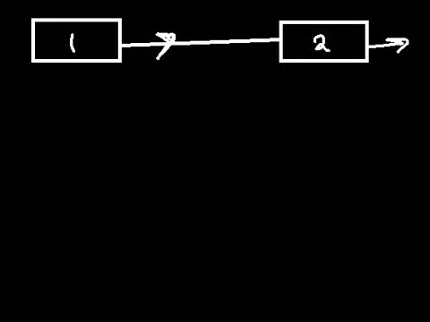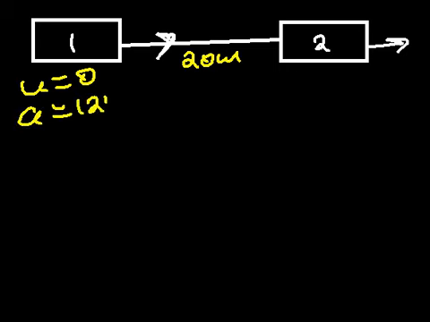Now, let's say object 1 is behind object 2 by about 20 meters. And let's say object 1 is moving from rest, which means the initial velocity is zero, at a constant acceleration of 12 meters per second squared. And say object 2 is moving at a constant speed of, let's say, 20 meters per second.